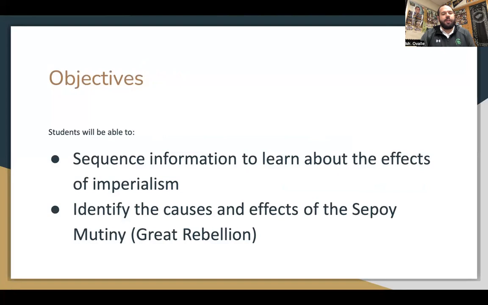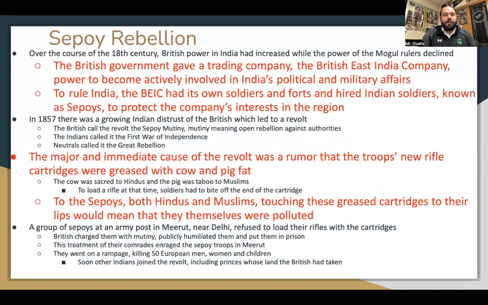Objectives. So we're going to sequence information to learn about the effects of imperialism, and then identify the causes and effects of the Sepoy Mutiny or the Great Rebellion, the First War for Independence, whatever you want to call it. All right. So Sepoy Rebellion. So we're starting off hot. We're starting off quick.